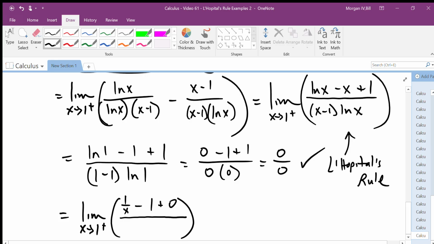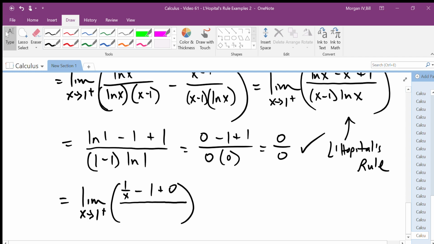In the denominator, however, that's a product rule. So let's do product rule. The derivative of x minus 1 is just 1, and we leave the natural log of x. Plus, we leave the x minus 1 and multiply that by the derivative of the natural log of x, which is 1 over x.